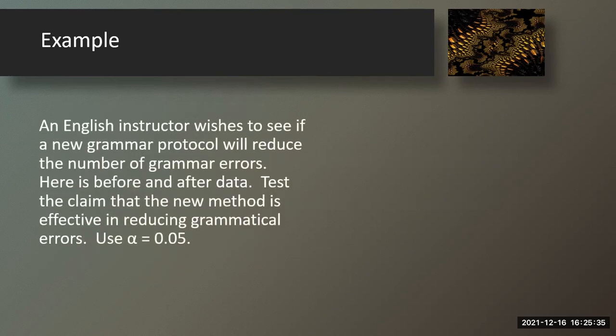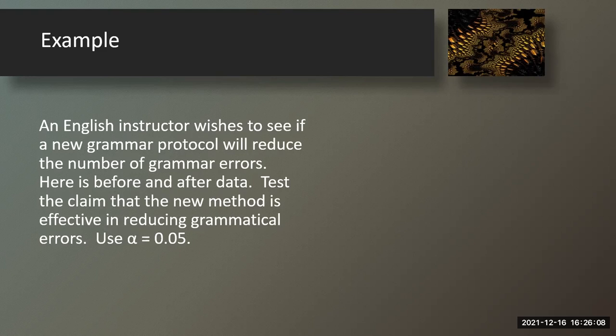Now, the other type of question that we encountered is the question where we're comparing dependent samples, where there's, say, a before and an after, or some really clear relationship between the two samples. In this example, we have an English instructor who wants to see if a new grammar method will reduce the number of grammar errors. So we have some before and after data, and we want to test the claim that the new method is effective in reducing grammatical error.